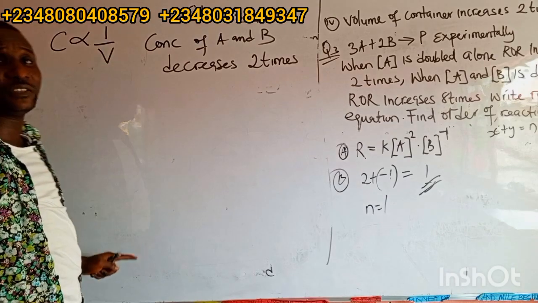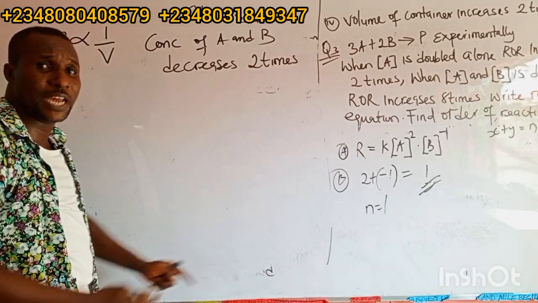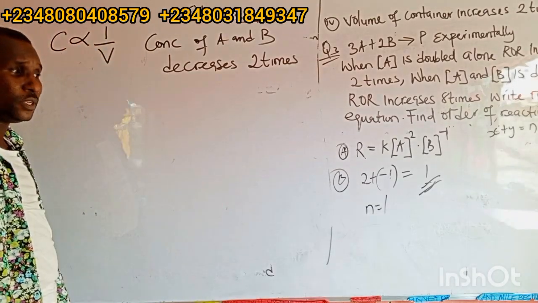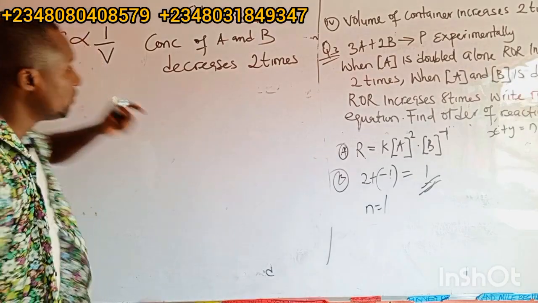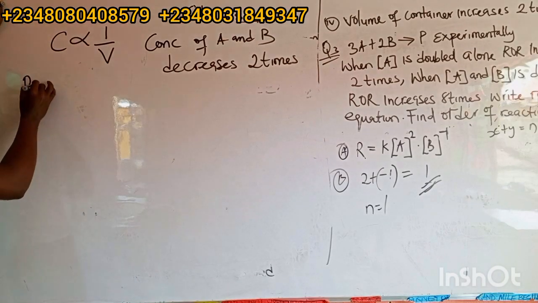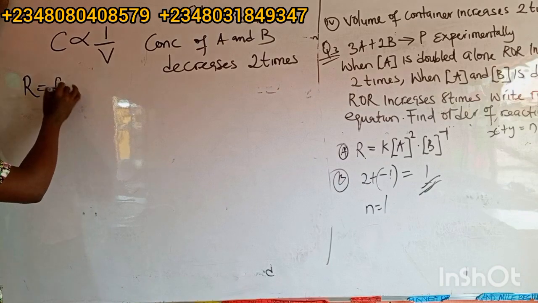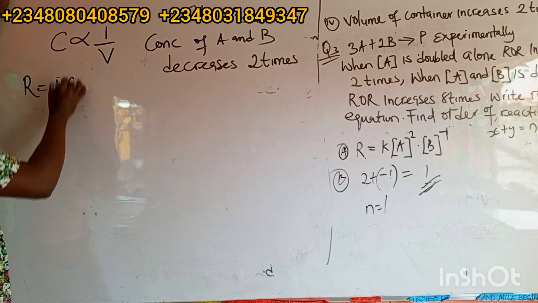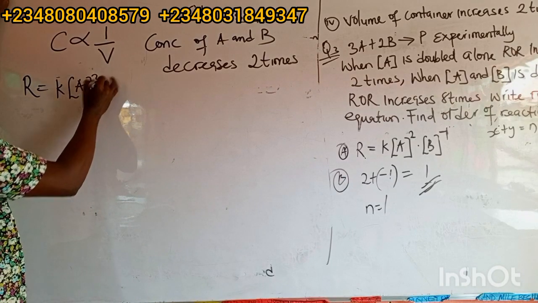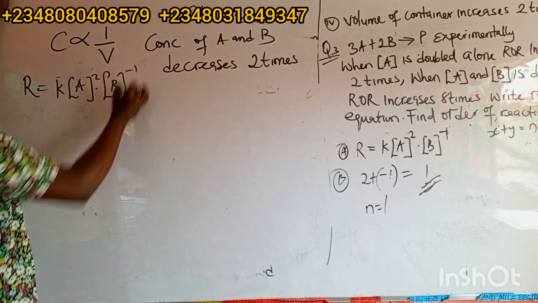Therefore, concentration decreases 2 times. A and B are in the container. Their concentration will decrease 2 times. That's what we wanted to do. That means from here we have the equation is still R. The rate law for the question is what? Still R equal to K into A raised to power 2, B raised to power minus 1.